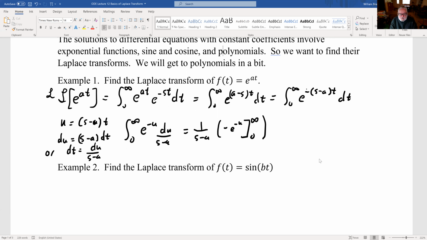Now, how do we evaluate the infinite limit? So if you remember back to, I think, Calc 2, we take the limit as b goes to infinity of e to the minus b, and that equals 0. So this becomes 1 over s minus a times, well, there's a minus sign there, minus 0 minus 1, I think.